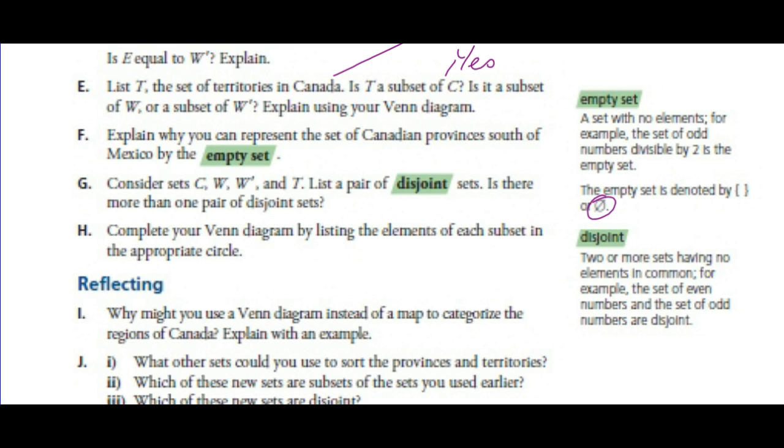So W and W prime. What else? W prime and T. Okay, any others? Can we put C in there, like C in something else? No, right? Because C is the universal set, so it contains everything, so it can't be disjoint with anything, right?